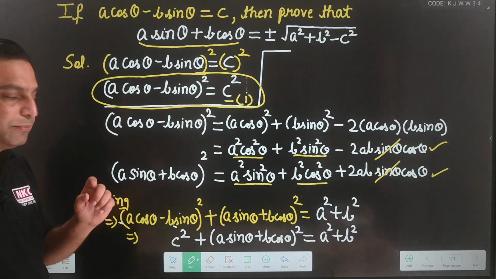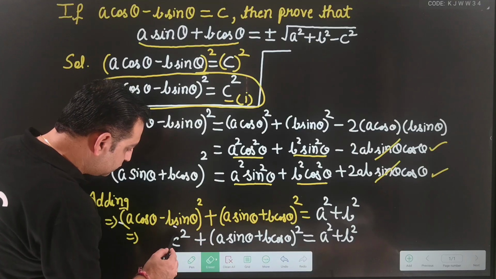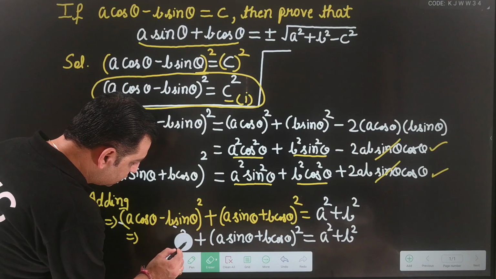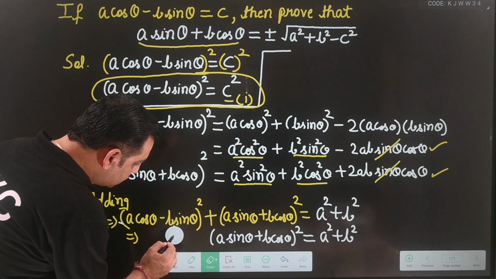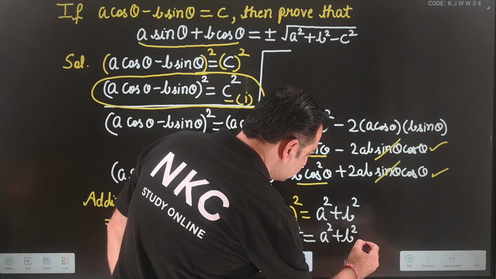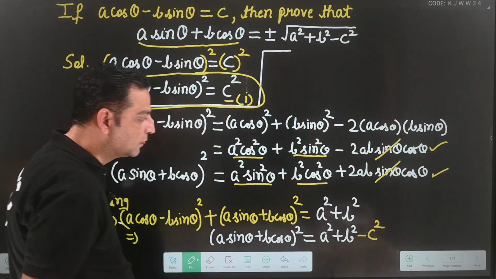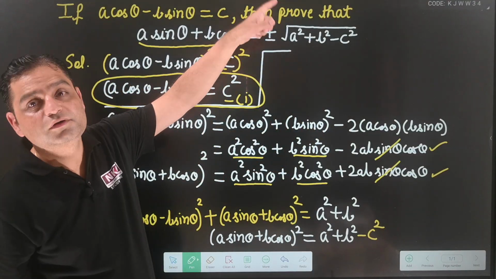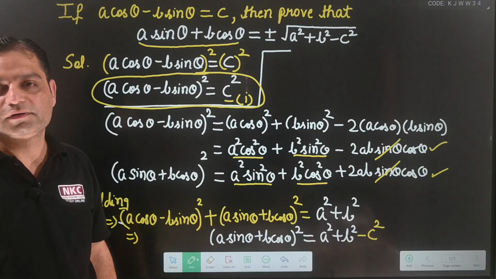Now what is going to happen next? This plus C square I am removing from here. If plus C square I shift to the right side, it will become minus C square, right? And please check, you are coming very close to your answer. A square plus B square minus C square.